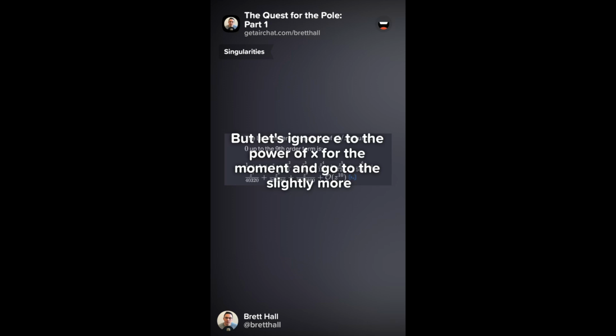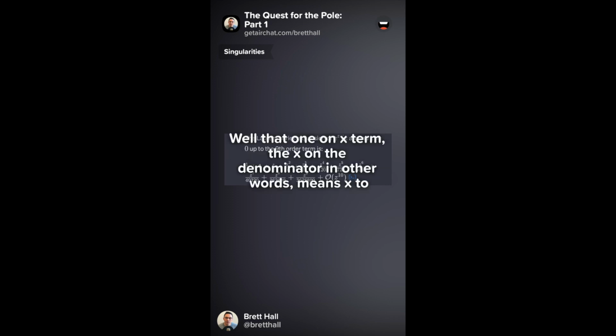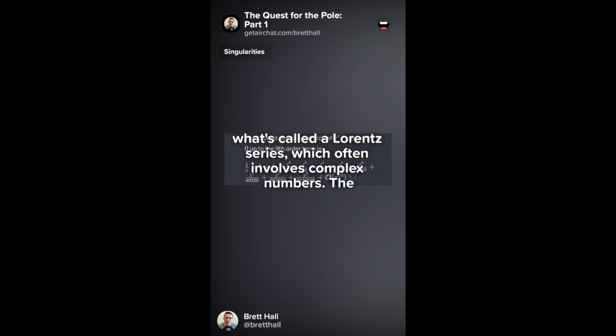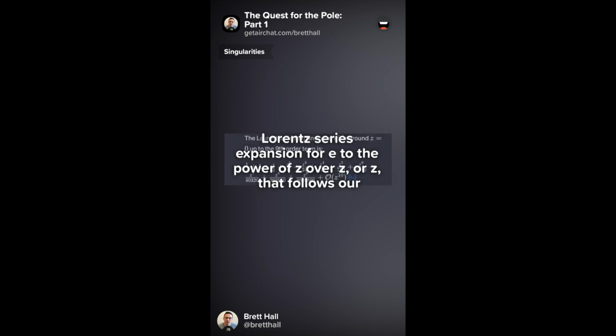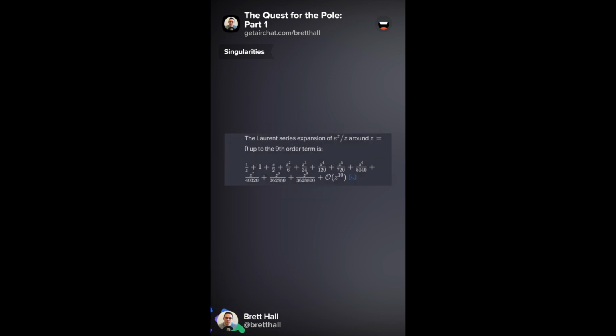But let's ignore e to the power of x for the moment and go to the slightly more difficult case, not much more difficult, but it's e to the power of x over x. Well, that 1 on x term, the x in the denominator in other words, means x to the power of minus 1, if you remember your basic algebra. This introduction of the negative term transforms our expansion from a Taylor series into what's called a Laurent series, which often involves complex numbers. The Laurent series expansion for e to the power of z over z, following our convention where we use z's instead of x's as our variables, looks like this.